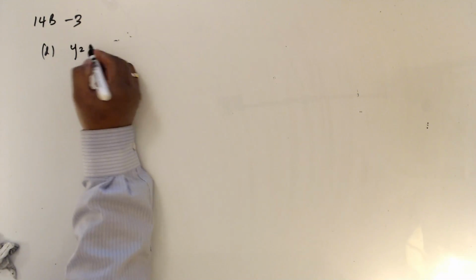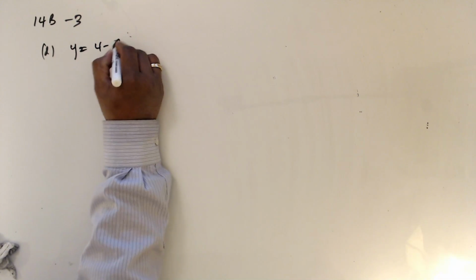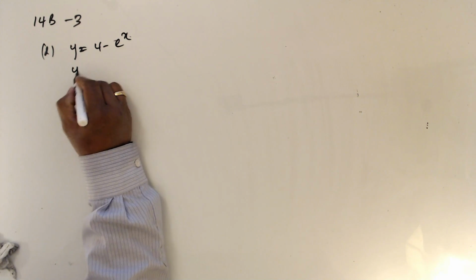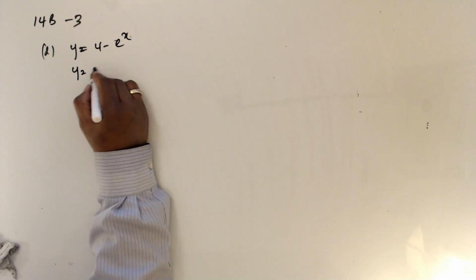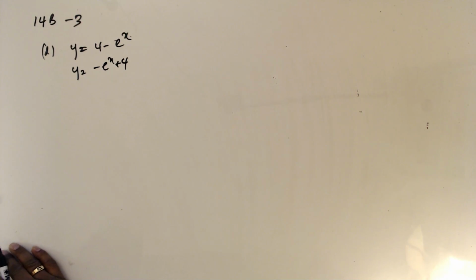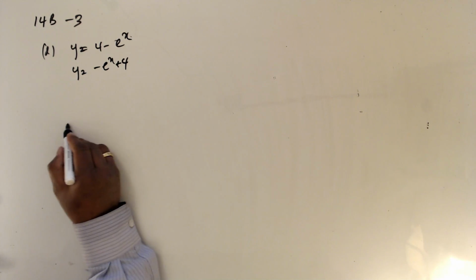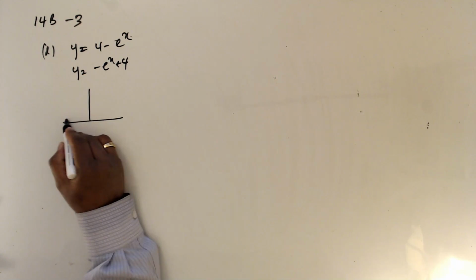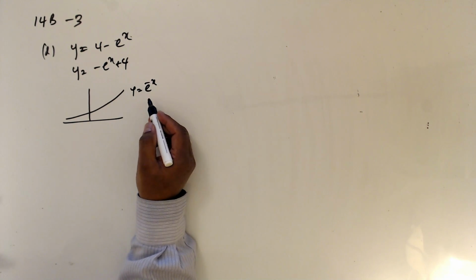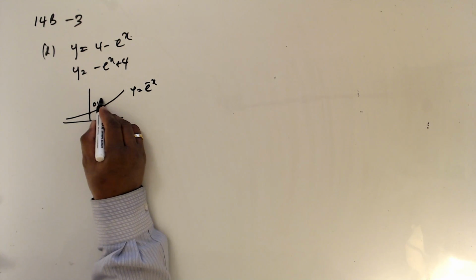Part D, y equals 4 minus e to the power x. I write this as minus e^x plus 4. This is more practical. We'll get the idea about this graph. This is y equals e^x. This is (0, 1).